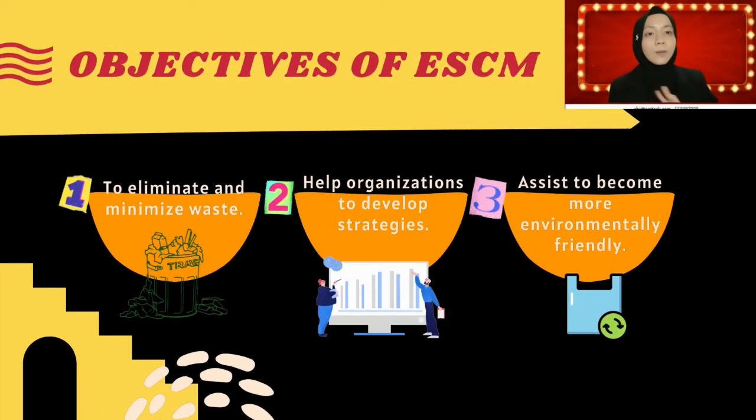So there are three objectives of environmental supply chain management. Firstly is to eliminate or minimize waste. Waste such as energy, hazardous greenhouse gas, and solid waste. Secondly, they will help organizations to develop their strategy, which leads to a high level of profitability due to reducing their environmental risk and increasing their environmental efficiency.